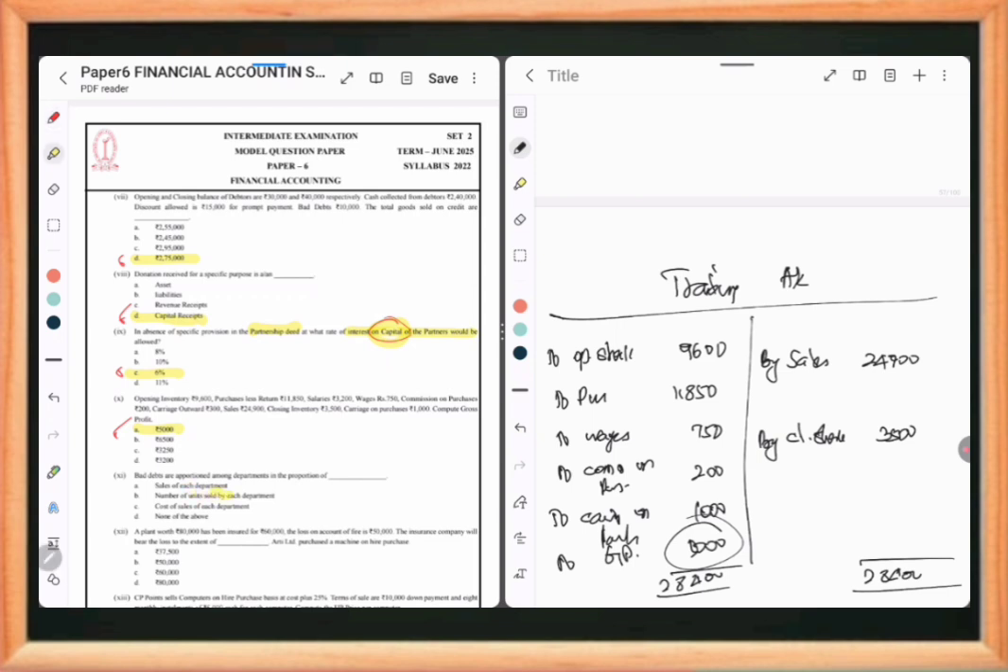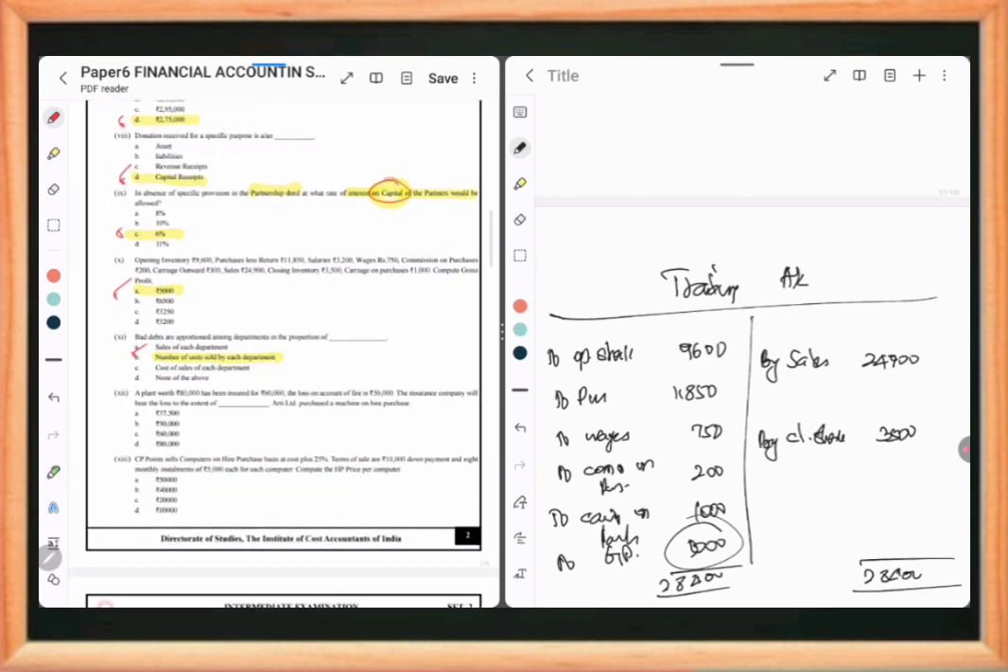Here bad debts are apportioned among departments in the proportions of, what will be the correct answer? Sales of each department, slightly correct. The number of units sold by each department, so on that basis the bad debts will be apportioned, that is the correct answer. The cost of sales, none of the things. So B is the correct answer. Please make note of it.